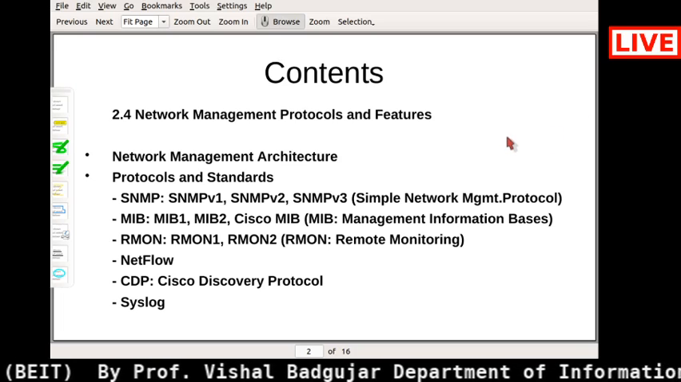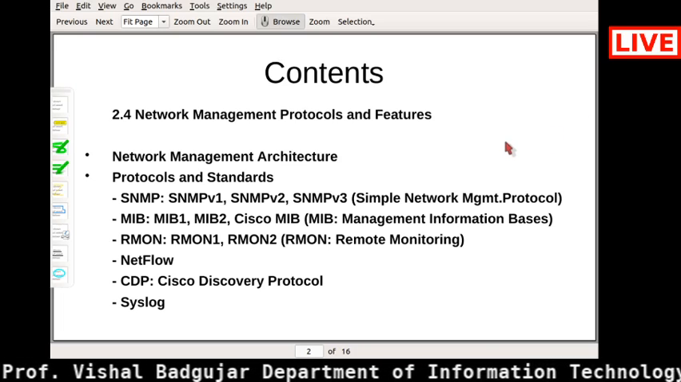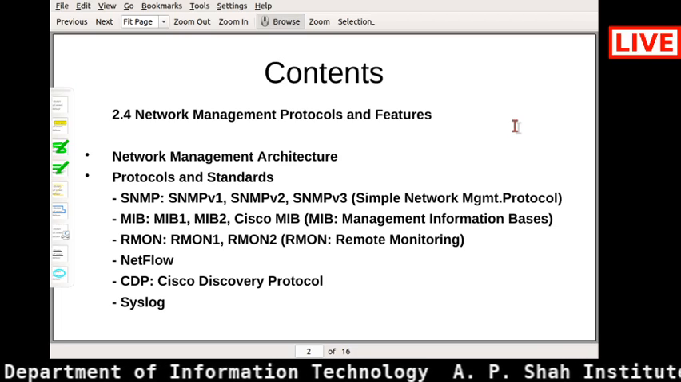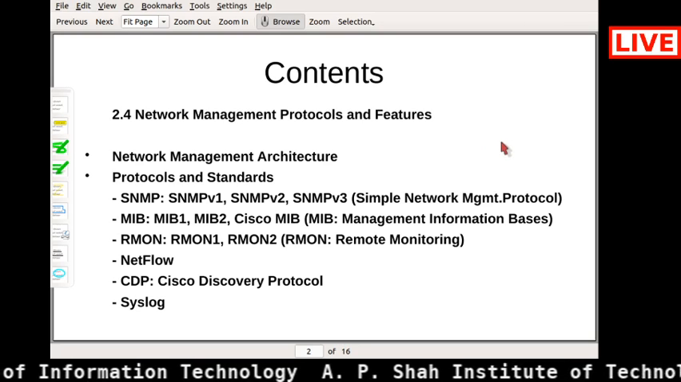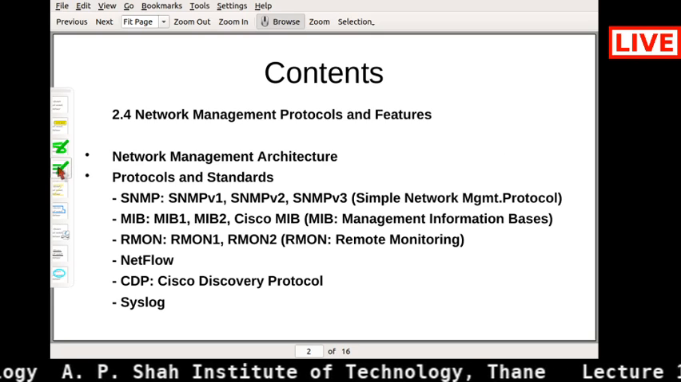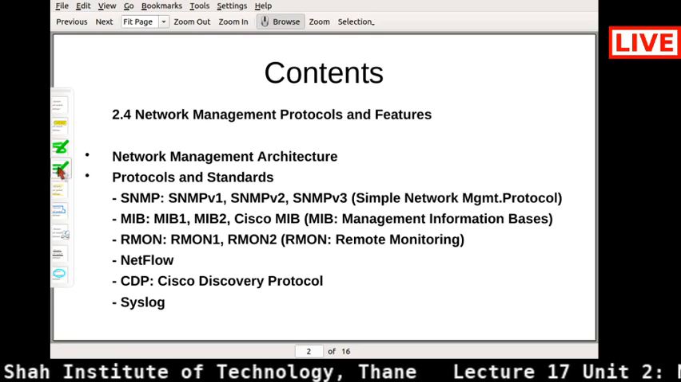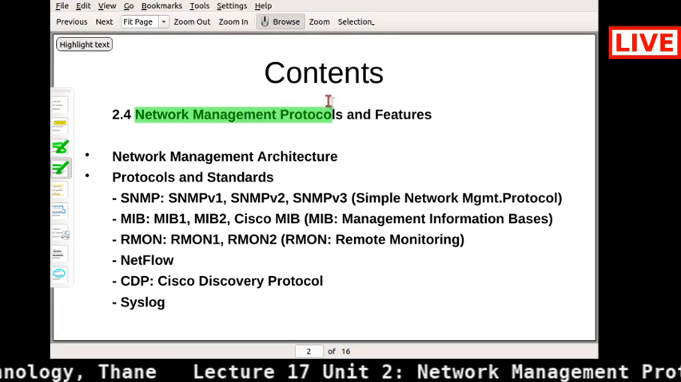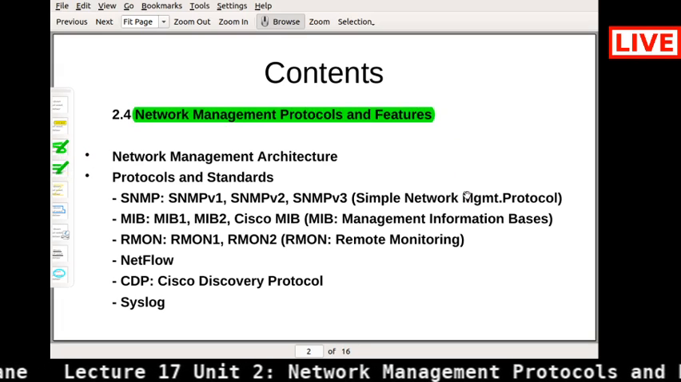Good evening, students. So, today we will start with our last topic for chapter number 2, that is RMON, right? That is remote monitoring.